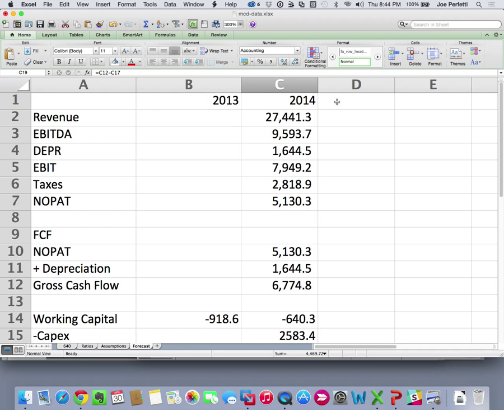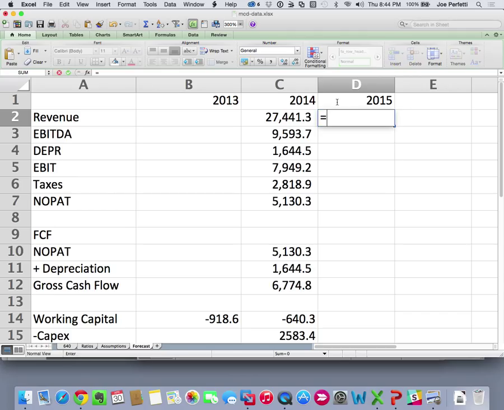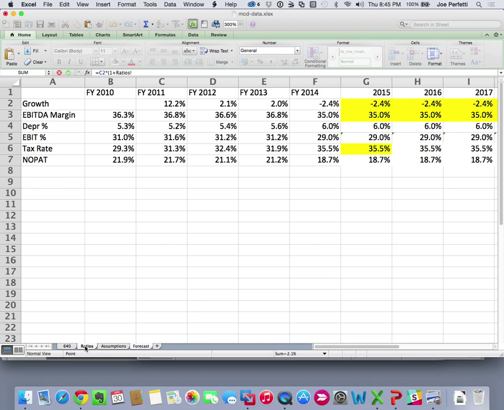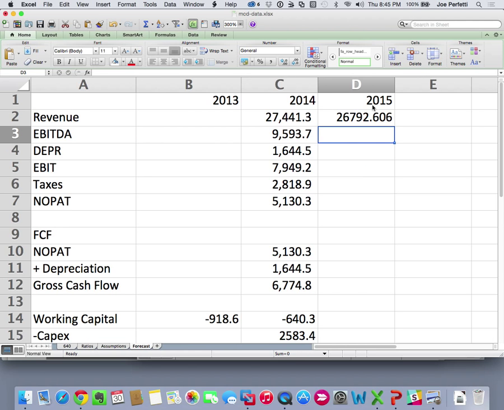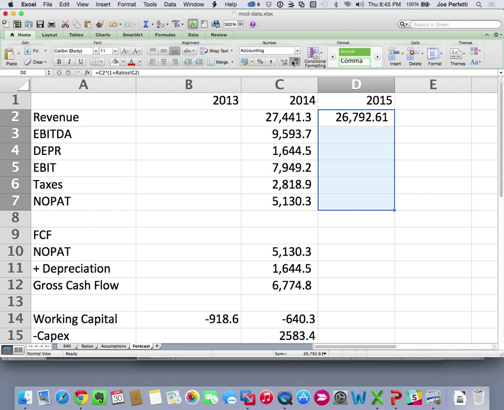So here's the real point. I'm now going to forecast. So equals previous year plus 1. So what is my revenue for 2015? Well, my revenue for 2015 equals previous year revenue times 1 plus the 2015 growth forecast. This to one decimal place, right?